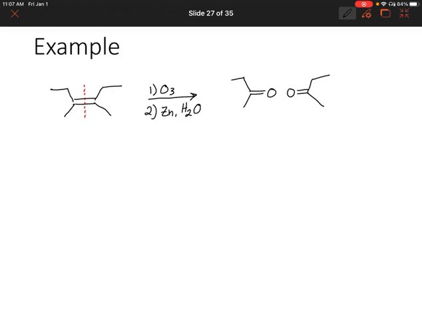And actually, I'm going to redraw these. So I'm just kind of turning them on their side and flipping a couple bonds there. But these are the same molecule. And this is actually 2-butanone. Now, are these aldehydes or ketones?